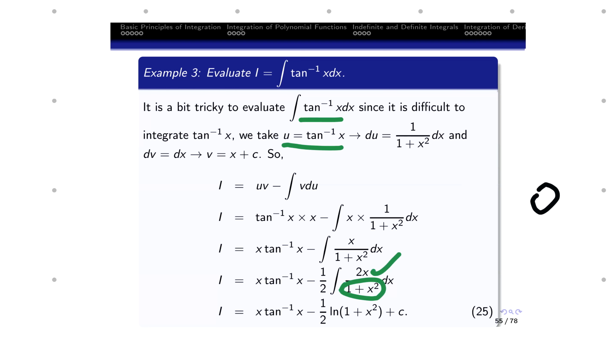So in that case, what happens? If you differentiate the bottom and you get the top, then the integral is simply the natural logarithm, the ln of the bottom. So the integral of 2x over 1 plus x squared dx is simply ln of 1 plus x squared, because the derivative of 1 plus x squared is 2x. All right. So we have I equals x arctan x minus half ln of 1 plus x squared plus c.